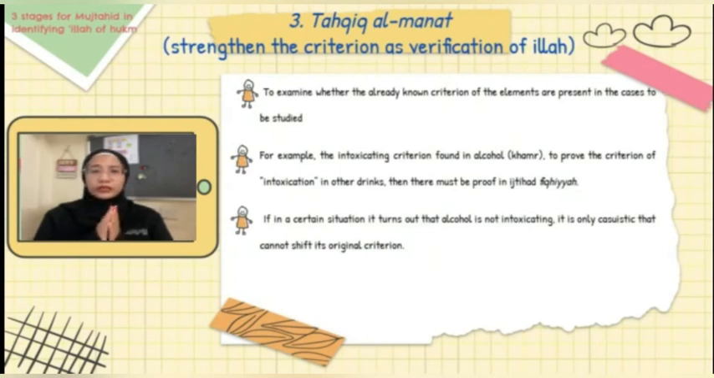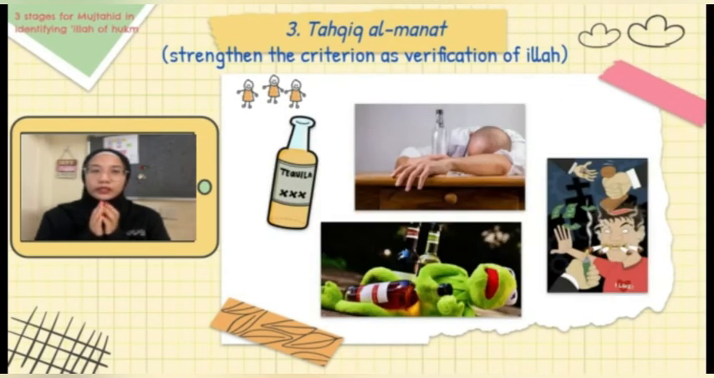Okay, the last stage is tahqiq al-manath. Tahqiq al-manath means verifying the criteria as the illah. Tahqiq al-manath is to examine that the criterion already known is present in the case under study. It is also referred to as the method of determining illah in far'u. For example, the intoxicating criterion found in alcohol. To prove the criterion of intoxication in other drinks, there must be proof in the ijtihad fiqhiyah.